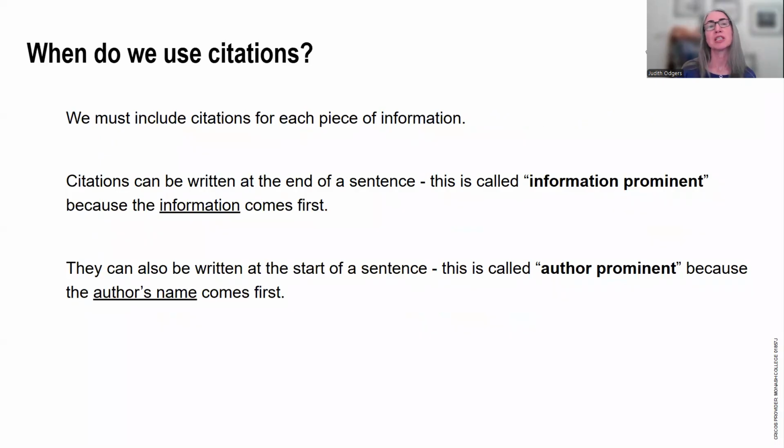When do we use citations? We must include citations for each piece of information. Citations can be written at the end of a sentence. This is called information prominent because the information comes first. They can also be written at the start of a sentence. This is called author prominent because the author's name comes first.